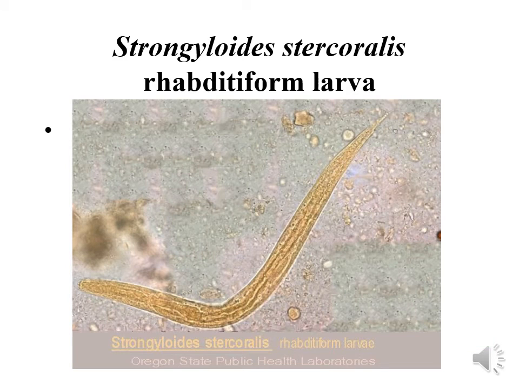Strongyloides larva is also free living, but it transforms into an infective filariform larva that causes infection like Ascaris by skin penetration. However, this parasite can cause what is known as disseminated infection or hyperinfection, especially among immunocompromised individuals, because usually the eggs of this parasite hatch inside the intestine, and from there they can cause internal autoinfection.